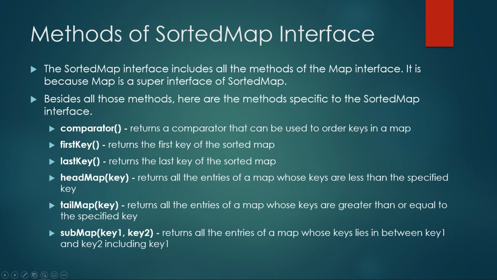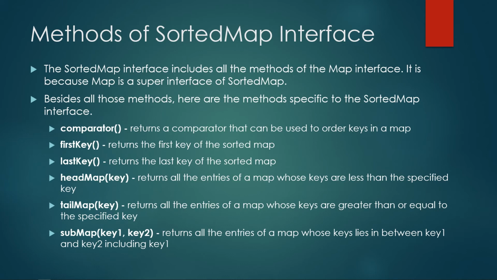Methods of the sorted map interface. The sorted map interface includes all methods of the map interface. It's because map is a super interface of sorted map. Besides all those methods, here are the methods specific to the sorted map interface. So we have the comparator. The comparator returns a comparator that can be used to order the keys in a map.